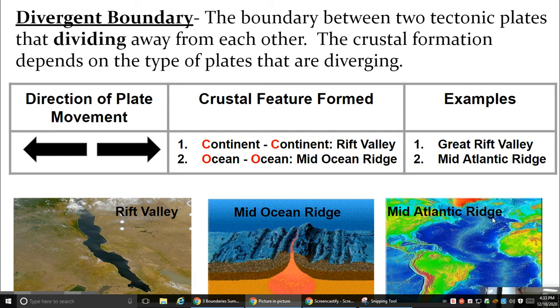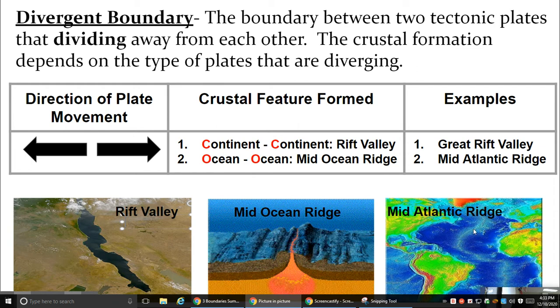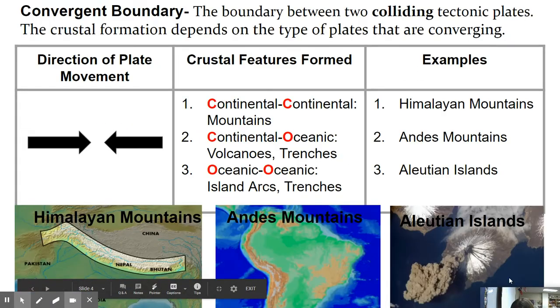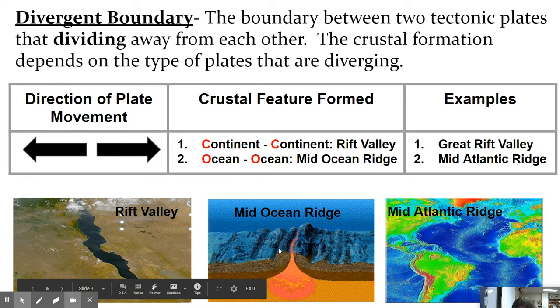So here's the North American plate, and here's your European plate, and all the way down here in the middle of the Atlantic Ocean, you have the mid-Atlantic ridge. So this is happening at the bottom of the ocean floor where the plates are diverging.